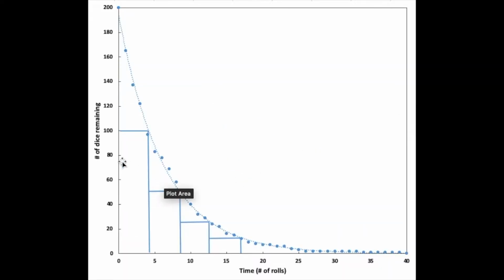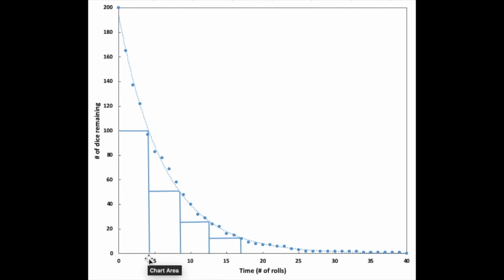Now it's time to analyze our graph. What we really care about with radioactive decay is the half-life, or the amount of time it takes for half of the original amount of isotope to decay. We can get a pretty good estimate of this without any math by simply looking at our graph and finding how long it took for half of the original amount to be left. In our case, we're looking for how long it took for 100 dice to be removed.